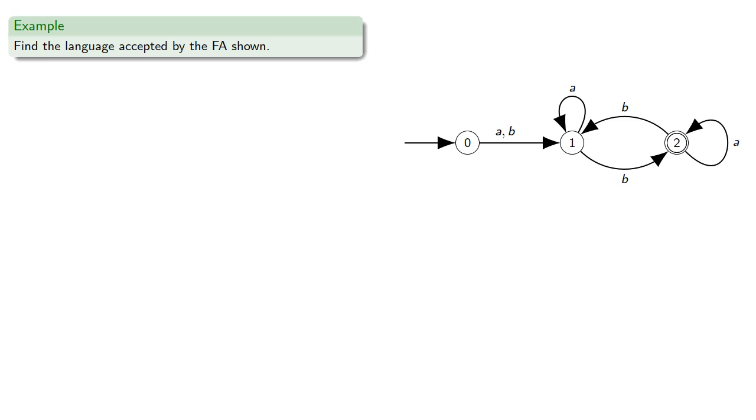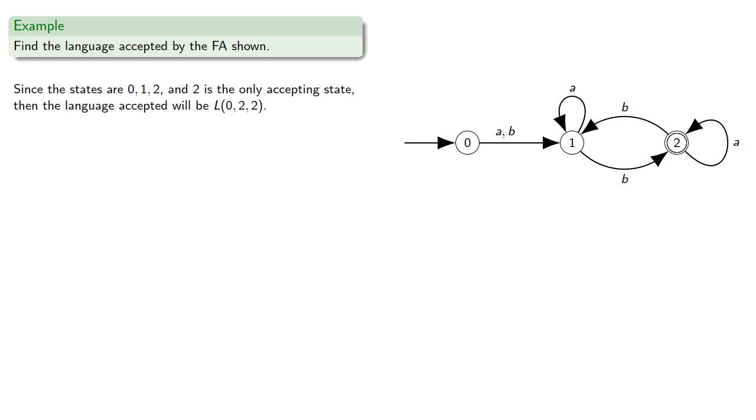So, for example, let's try to find the language accepted by our finite automaton. Since the states are 0, 1, and 2, and 2 is the only accepting state, then the language accepted will be L(0,2,2), the strings that will allow us to go from 0 to 2 without passing through a state numbered higher than 2.